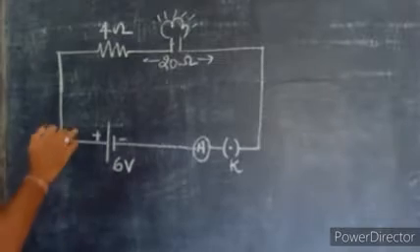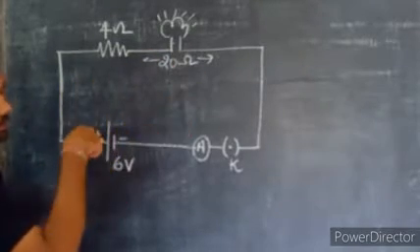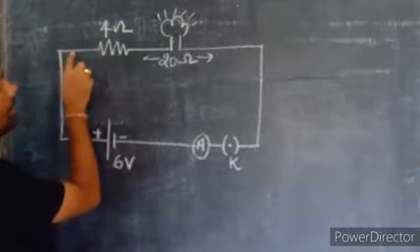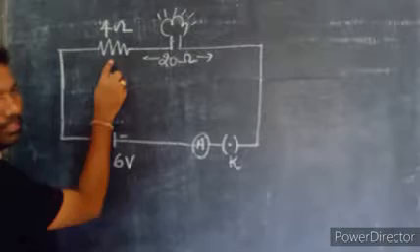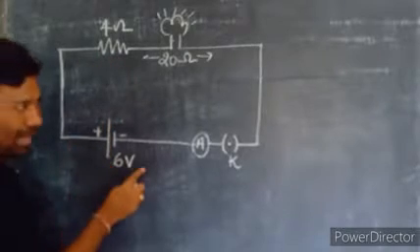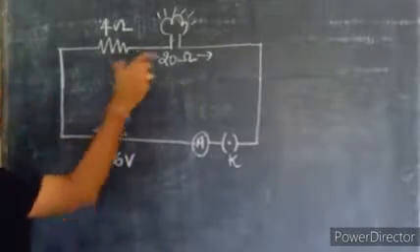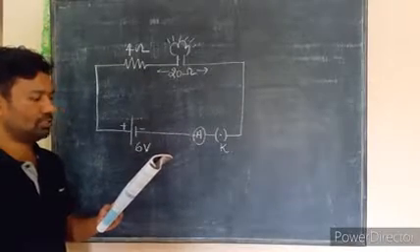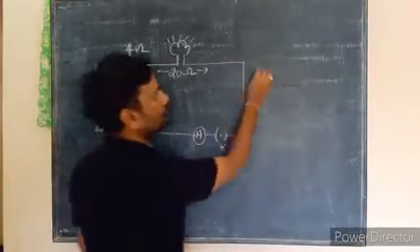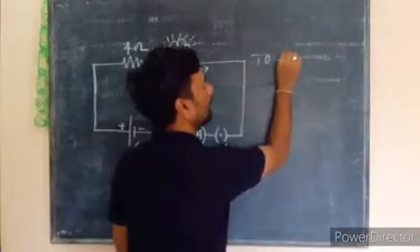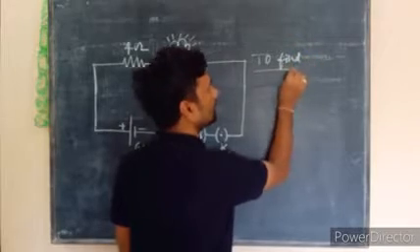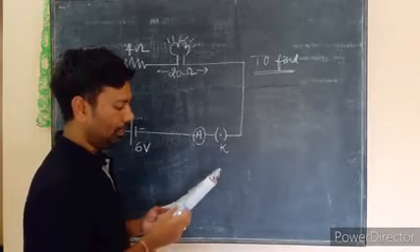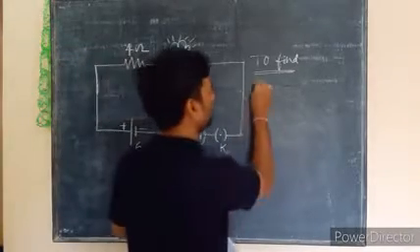See once again: an electric lamp with a resistance of 20 ohm and a conductor of 4 ohm resistance are connected to a 6 volt battery. This is the setup. They have asked you to calculate the total resistance of the circuit. In any problem you have to look at what we need to find. First we need to find the total resistance of the circuit.